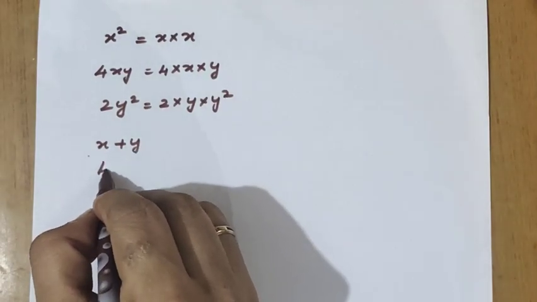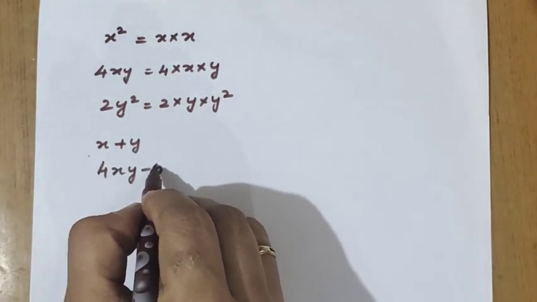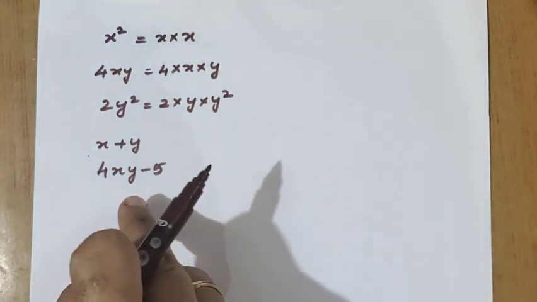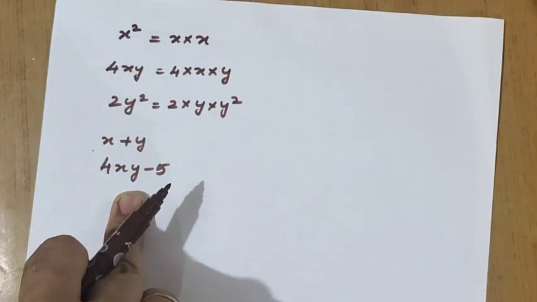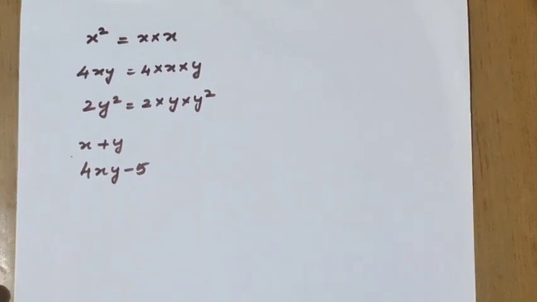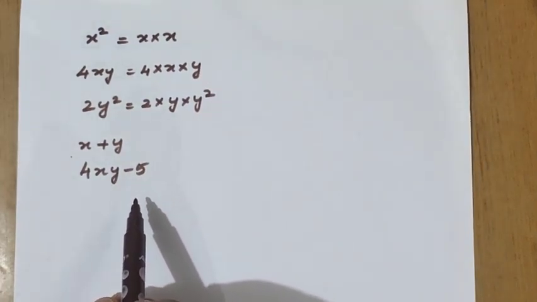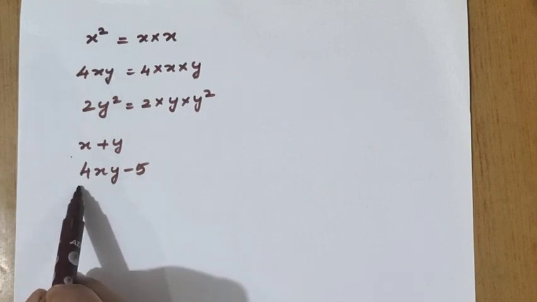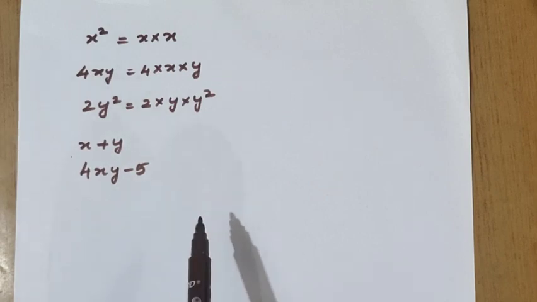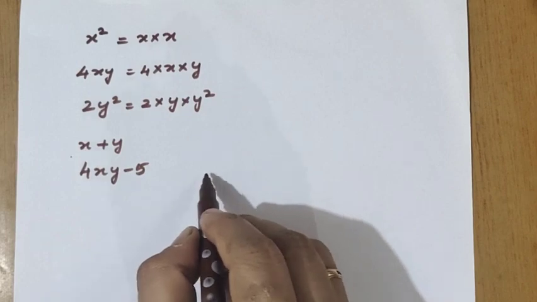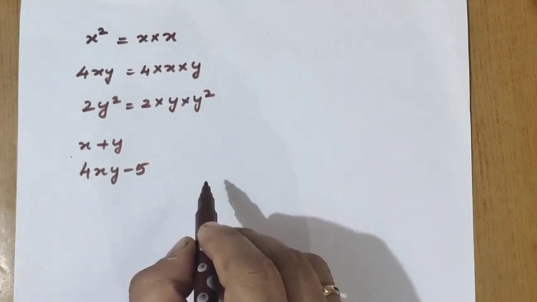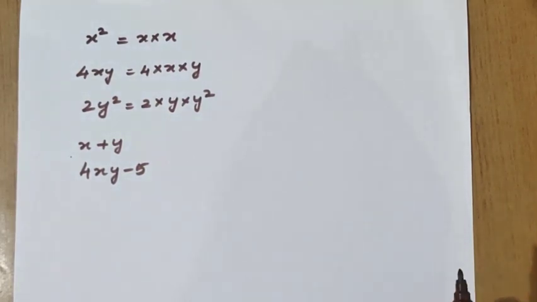Next, 4xy minus 5. What is the meaning of this one? First we will calculate the product of 4xy. From that we have to subtract 5. Correct? So 5 is subtracted from the product of 4xy. What is the meaning of this one? 5 is subtracted from 4xy. So how are we getting terms?